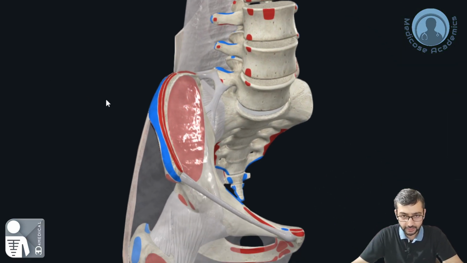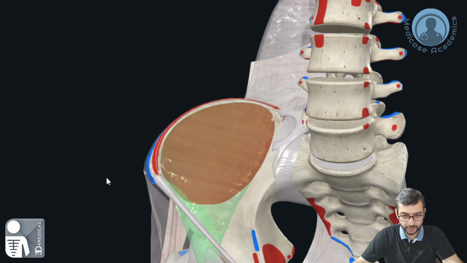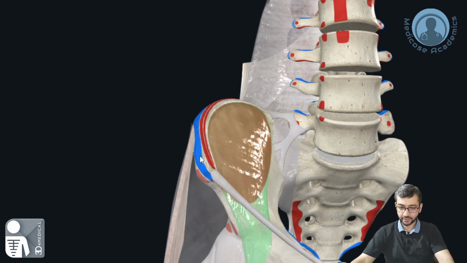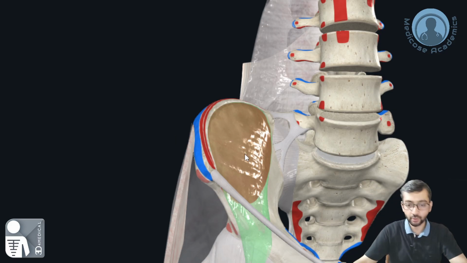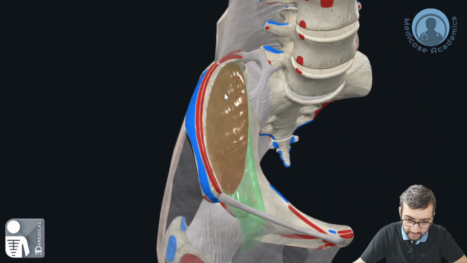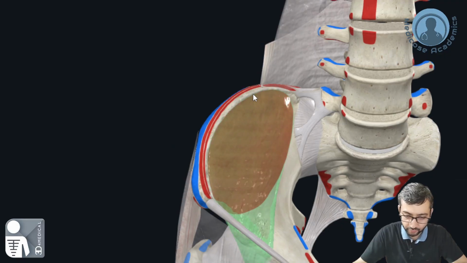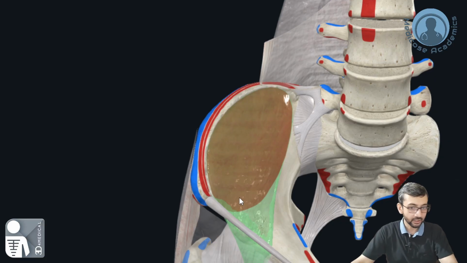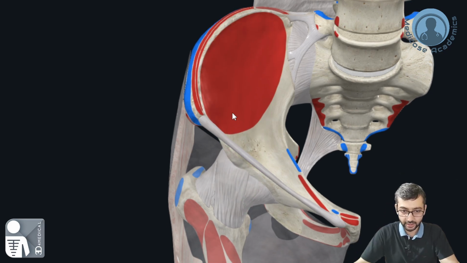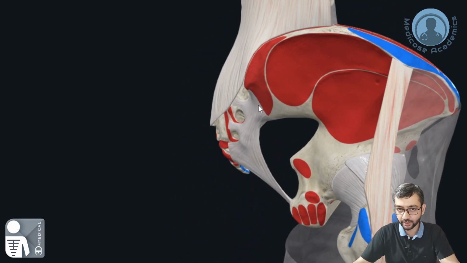Let's remove that. The next is this fascia. This is the fascia iliaca, or iliac fascia, and this surrounds the iliacus muscle, and it is again going to attach to the medial margin, the medial lip of the iliac crest. So this is another attachment to the medial margin. So again removing that, let's move on to the outer lip.